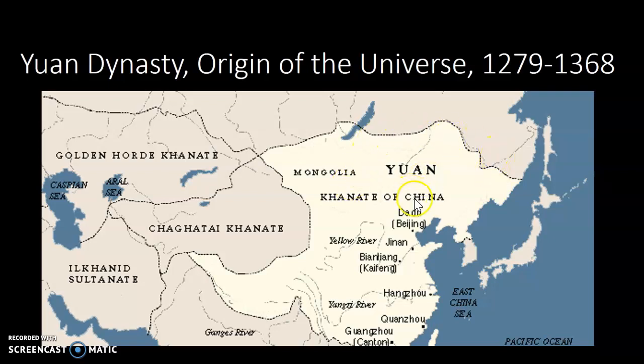You can see the city of Dadu right here. This becomes the primary Mongol city where they will kind of establish their capital. It's not as far from some of the homeland, so Karakorum.